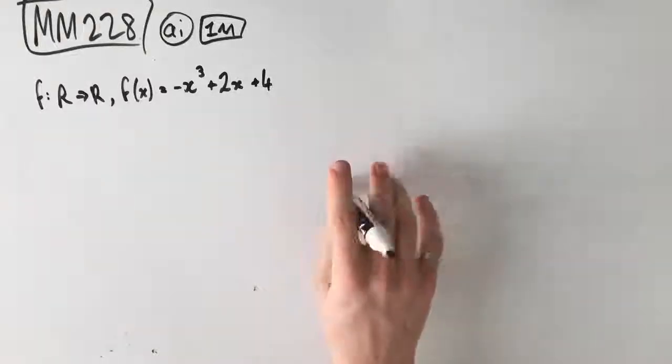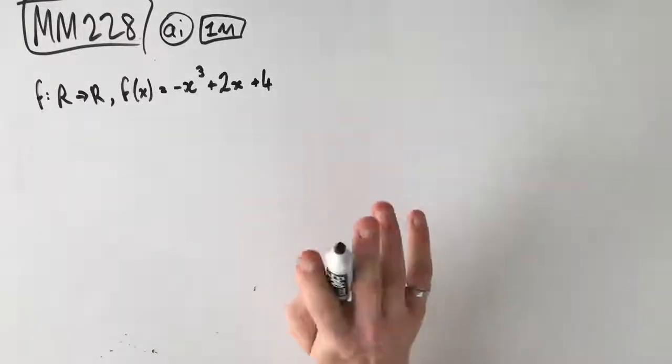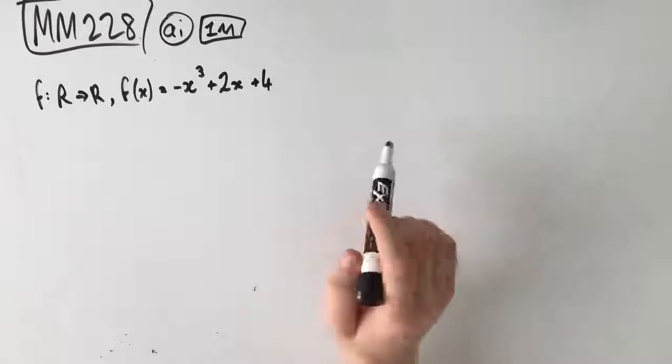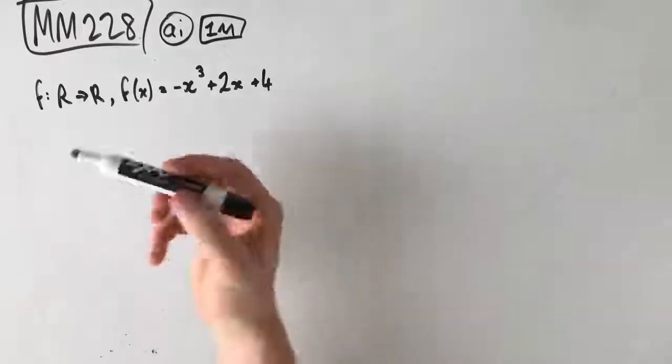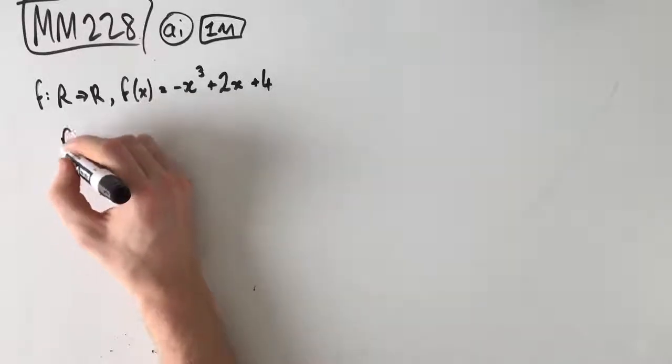Hey guys, welcome to question MM228 of the Maths Methods Fortify study guide. So we've got this function f of x equals negative x cubed plus 2x plus 4. And our first task is to find f dash of x.